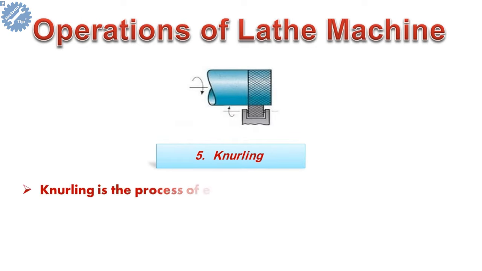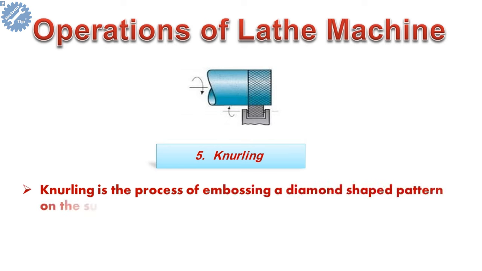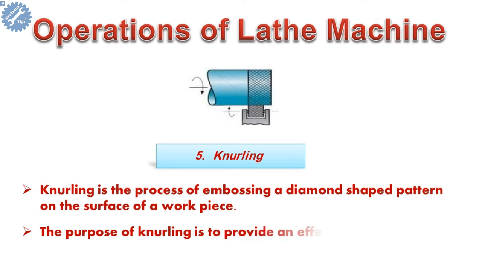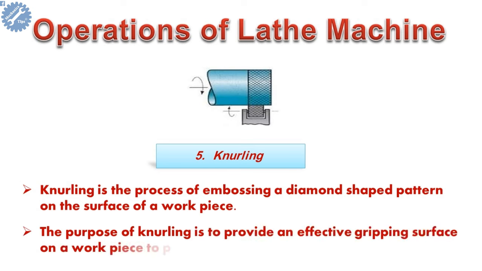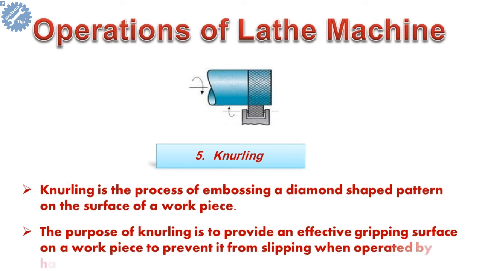Knurling is the process of embossing a diamond-shaped pattern on the surface of the workpiece. The purpose of knurling is to provide an effective gripping surface on a workpiece to prevent it from slipping when operated by hand.